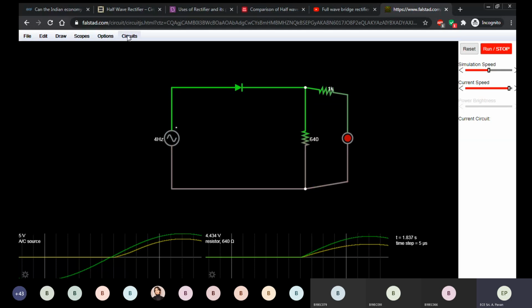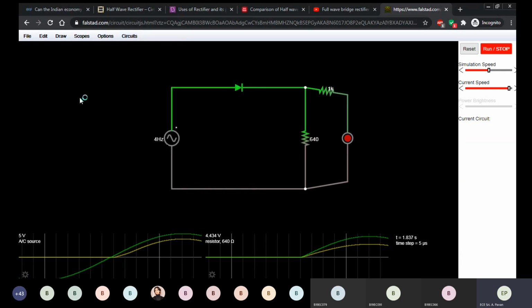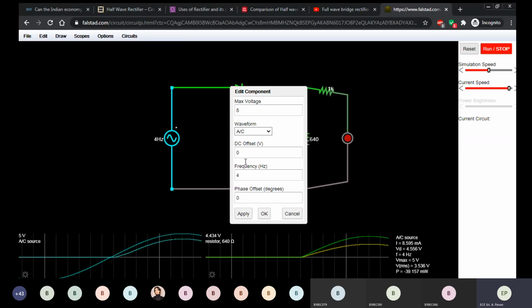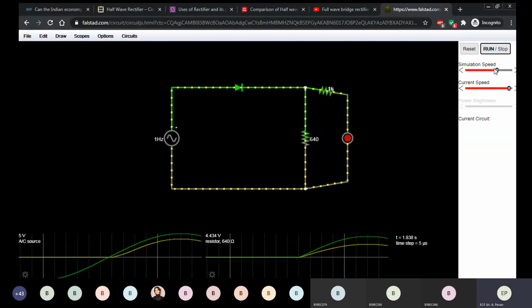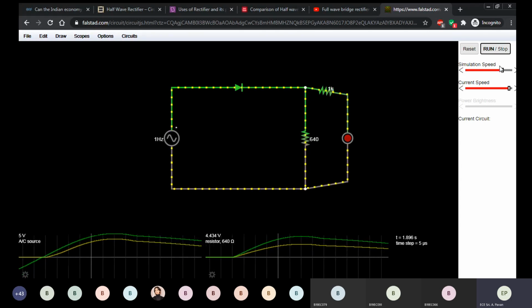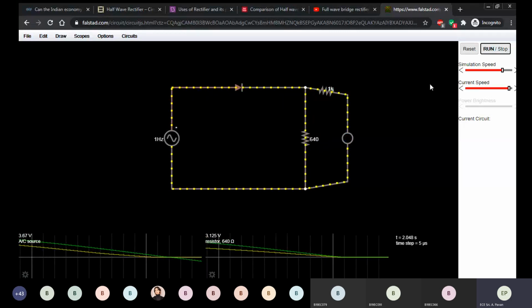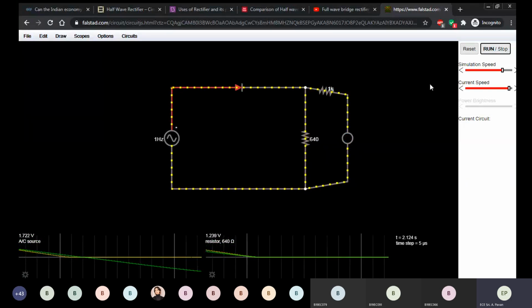Now let us discuss the full wave rectifier. Before moving to the full wave rectifier, if you have any doubt, you can ask me now itself. Do you have any doubt? See here, you can adjust it very neatly. The diode is off.